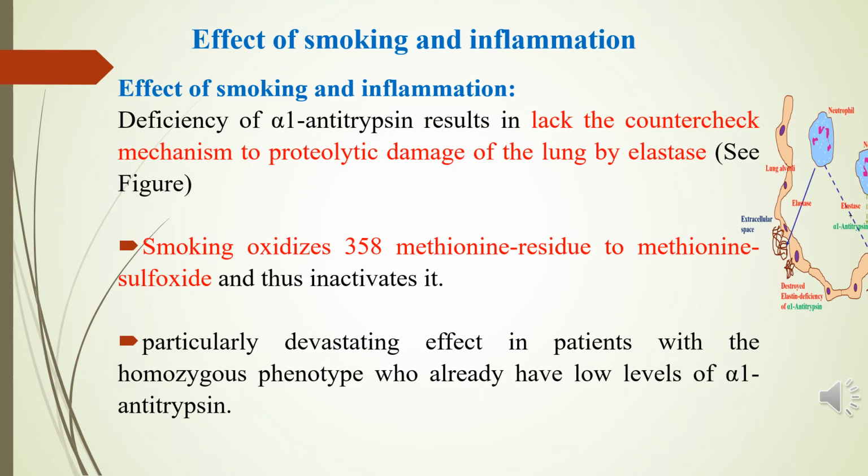So the question now is, what happens in cases of chronic smoking and inflammation? When the amount of alpha-1 antitrypsin is deficient, or when polymorphonuclear white blood cells increase in the lungs, for example during infection, especially during pneumonia and other infections of the respiratory system, affected individuals lack the counter-check mechanism to the proteolytic damage of the lung by elastase.